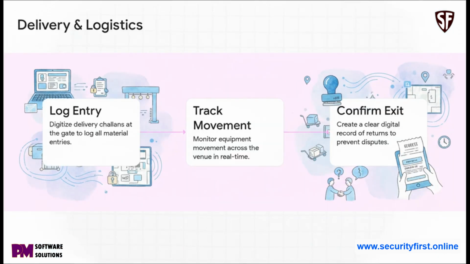With SFDP's logistics tracking, the whole process becomes completely airtight. Step 1, you log all materials digitally right at the gate. Step 2, you can actually track their movement throughout the venue. And finally, step 3, you create a clear, time-stamped digital record when they leave. That simple 3-step workflow makes those he said, she said arguments just vanish.